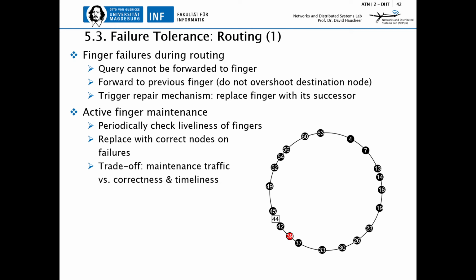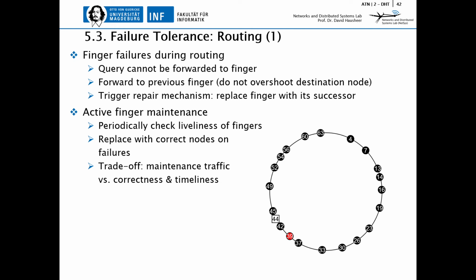So there can be finger failures during routing. That means a query cannot be forwarded to a particular finger. In this case, the forwarding is simply done to the previous finger. That means we ensure that we don't overshoot the destination node.